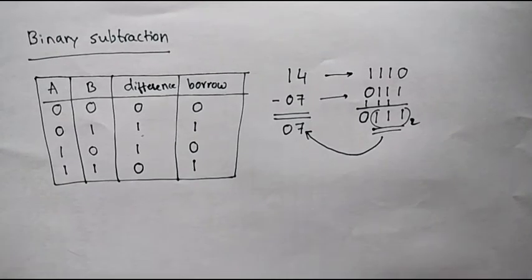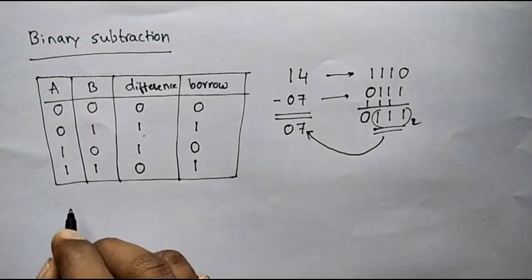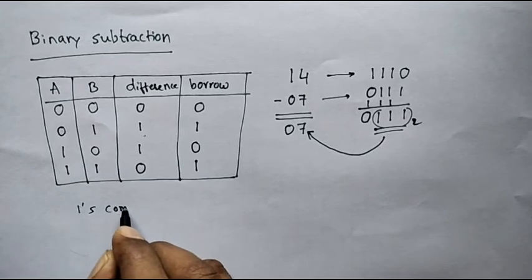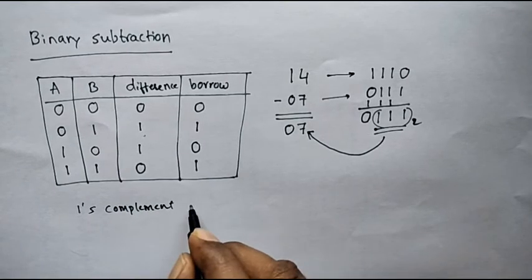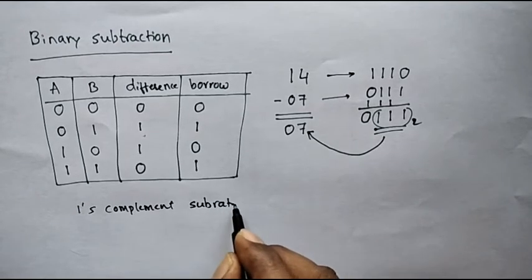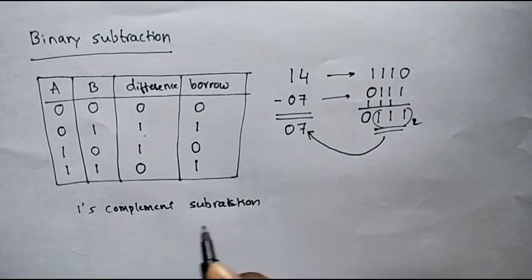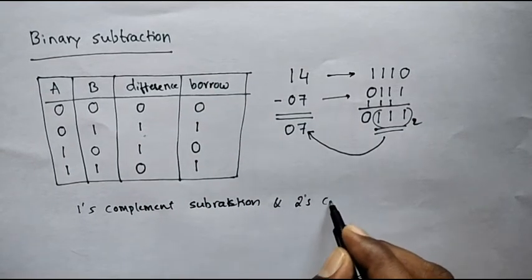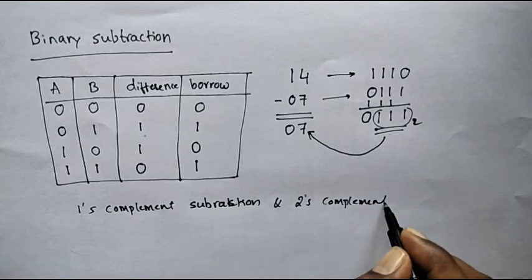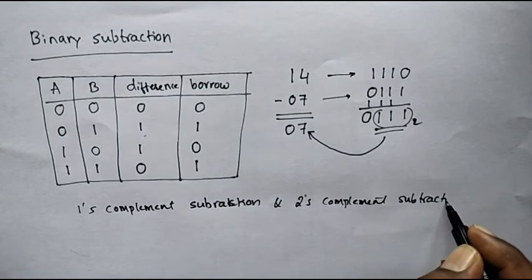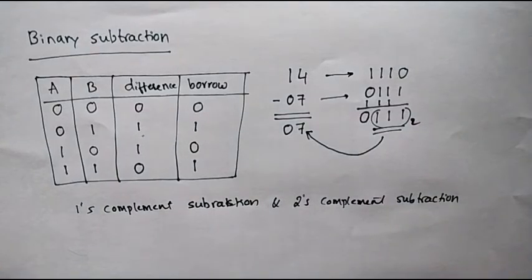But in processors, the subtraction is carried out using 1's complement and 2's complement methods. 1's complement subtraction and 2's complement subtraction.